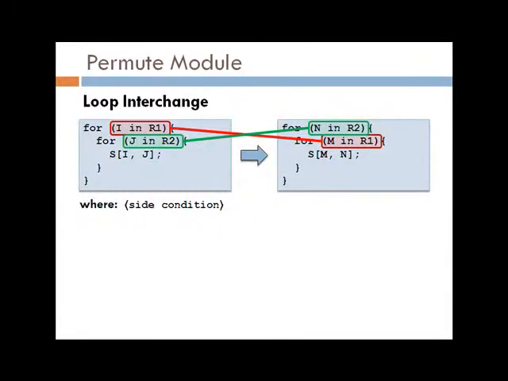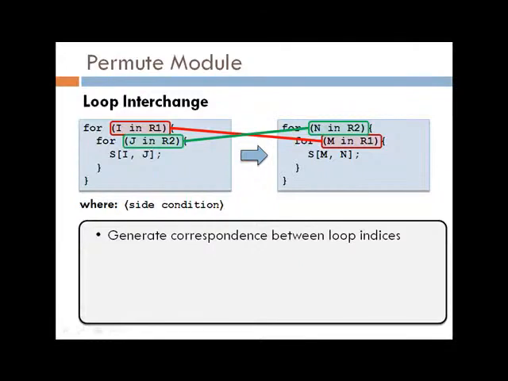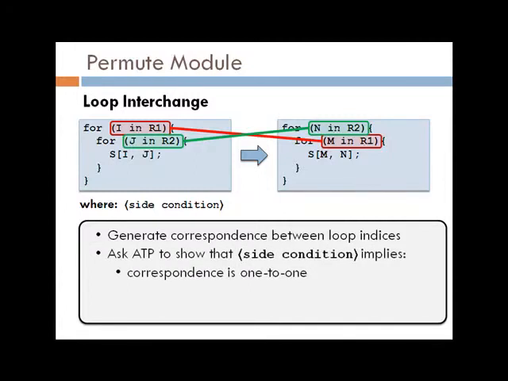PEC first generates a correspondence between the loop indices of the 2 programs. In this case, the correspondence will state that the ij iteration on the left corresponds to the mn iteration on the right. Next, PEC will ask a theorem prover to show that the side conditions imply that this correspondence is 1-to-1, which shows that the indices in the transformed program are a permutation of the indices in the original program. Finally, PEC asks the theorem prover to show that the loop body commutes in the appropriate way, where two statements commuting means that the order in which they execute does not affect the outcome they produce.